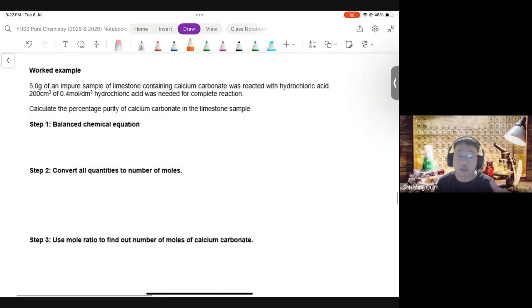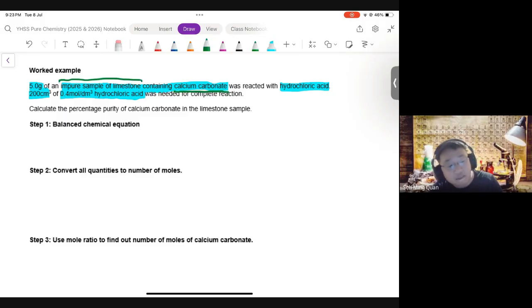This worked example is about limestone. Again, let's highlight numbers and chemical names. Now, this is very crucial. All right. Now that I've highlighted my chemical names and numbers, I know this is limestone. Limestone is impure, it's not pure. It contains calcium carbonate. And I'm reacting it with hydrochloric acid.